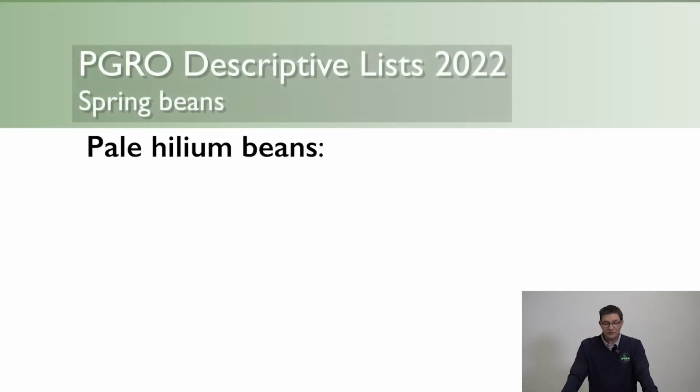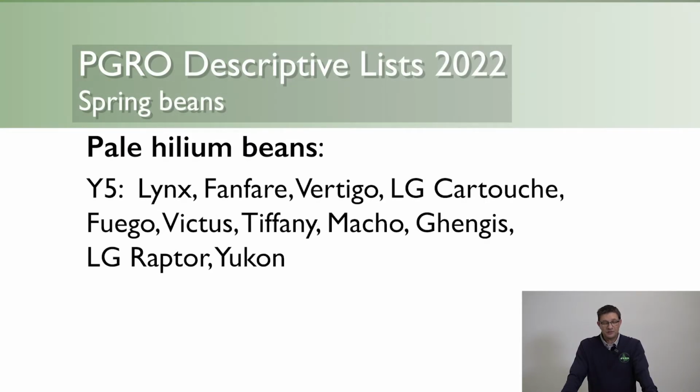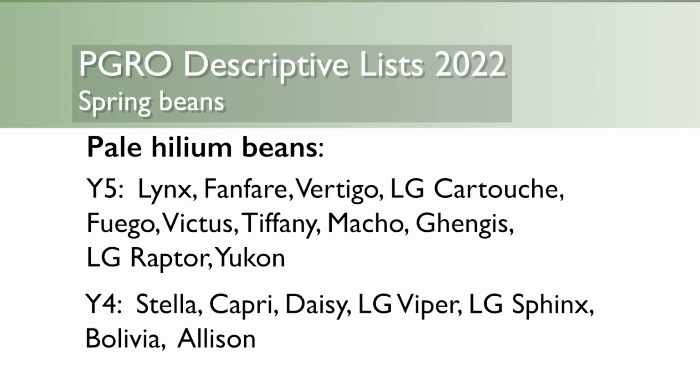Spring beans. Well, in the pale hilum types, we've still got a lot of varieties in the year 5 category: Lynx, Fanfare, Vertigo, LG Cartouche and Fuego. But joining those are now Victus, Tiffany, Macho, Ghengis, LG Raptor and Yukon. In the year 4 category, Stella, Capri and Daisy. But also we've got 4 varieties: LG Viper, LG Sphinx, Bolivia and Allison.